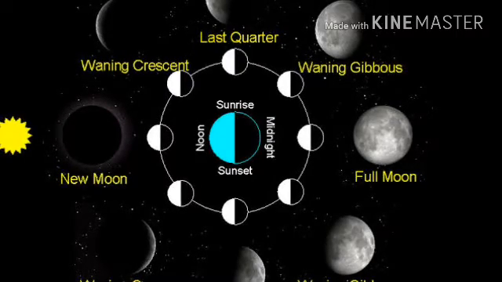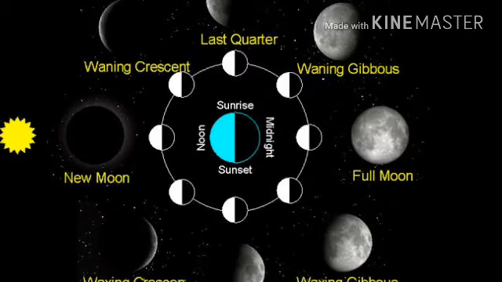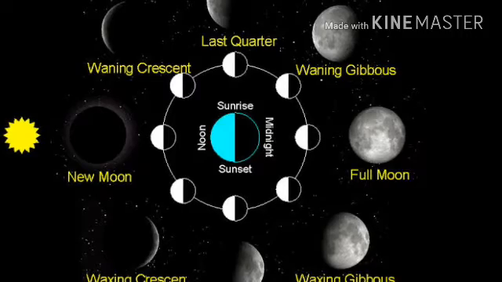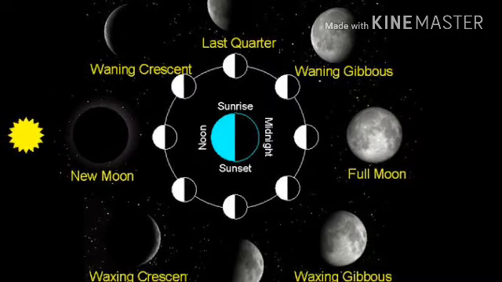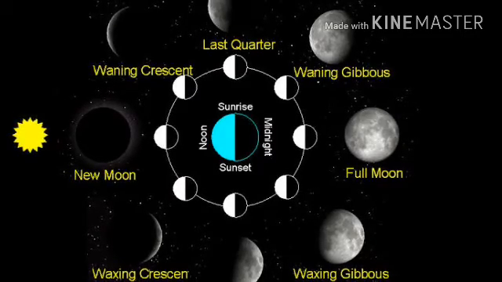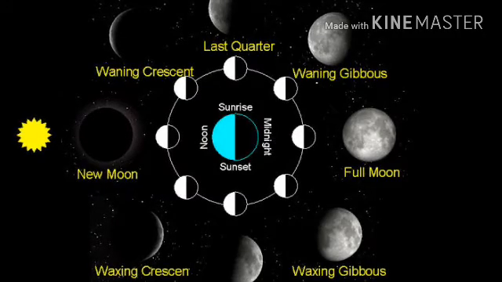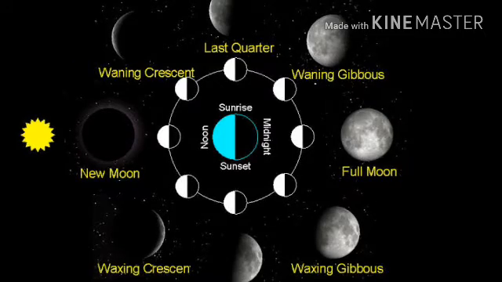Now see, the sun is on the left, in the yellow color. When the new moon day comes we are unable to see the moon. Why? Because here the moon is facing towards the sun, like the earth. One side is noon and another side is midnight. So when it is midnight we are unable to see it actually.